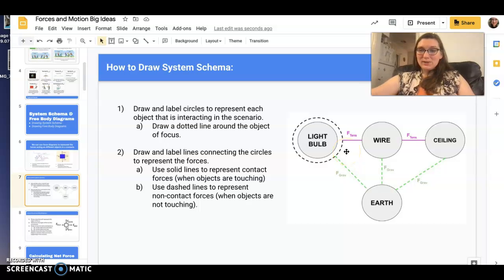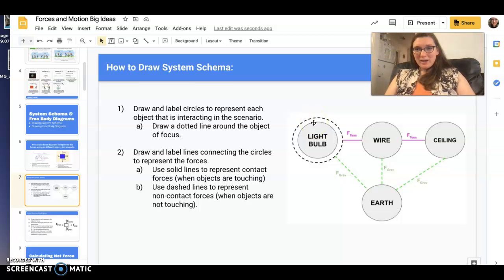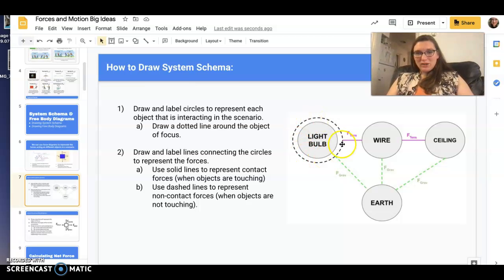Some important ways to look at a system schema, here's my advice, is that you look at a couple things first. The object that has a dotted line around it is going to be the object of focus. So always look for that dotted line and fill in that thing first. So in this case, a light bulb hangs suspended from the ceiling. What are the forces acting on the light bulb? And you can know that this is going to be the light bulb because it's got that dotted line.